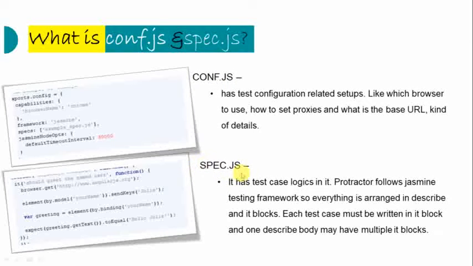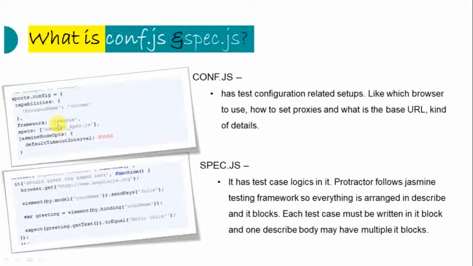So in spec.js you have to write the test cases, and in conf.js you have to write the configuration related details. So spec.js has test case logic in it. Protractor follows the Jasmine testing framework. So everything is arranged in describe and it blocks. Each test case must be written in an it block, and one describe body may have multiple it blocks.